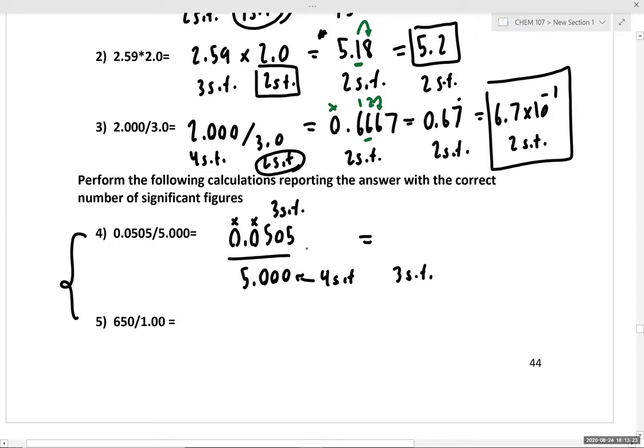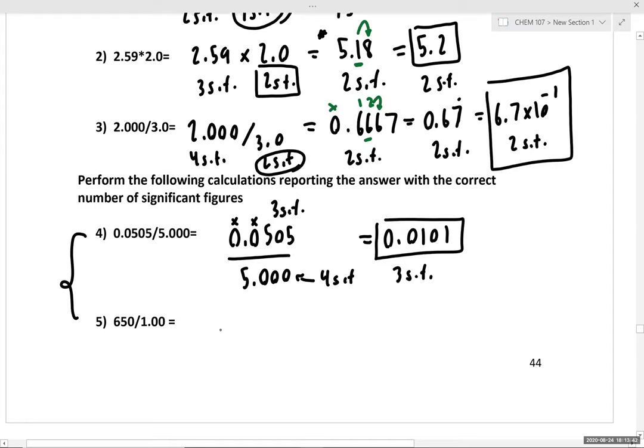So punching this into our calculator, we in turn get 0.0101. And as we can clearly see, this output number has 3 significant figures as required.